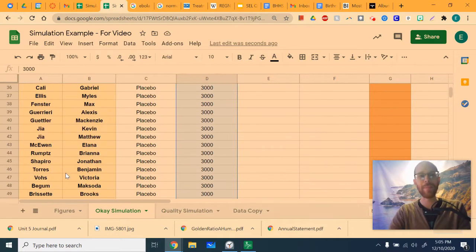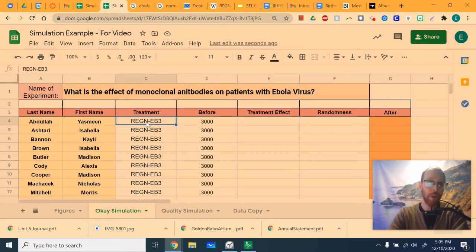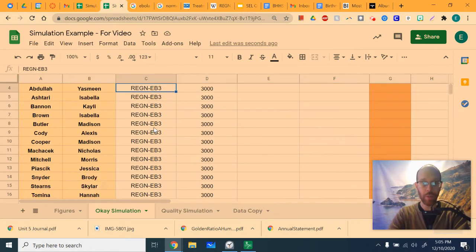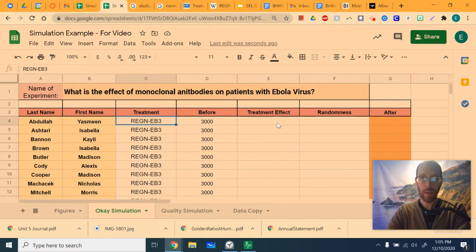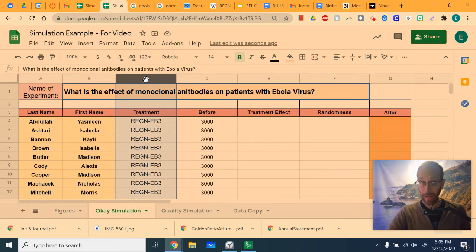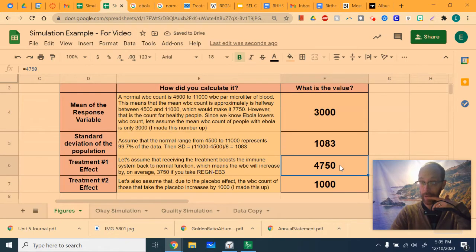By the way, the names of the people in my study might look familiar to you. The next thing I'm going to do is assign a treatment effect. You'll notice that each one of my subjects here has received a treatment. Half of them are getting the drug, half of them are getting a placebo. The treatment effect depends on what is in this treatment column. Anyone that got the treatment is going to go up by 4,750. That is the number that I had selected right here.